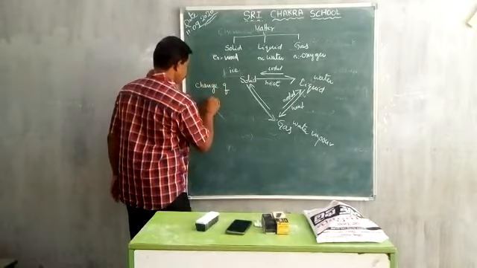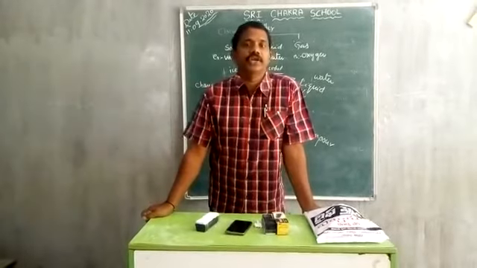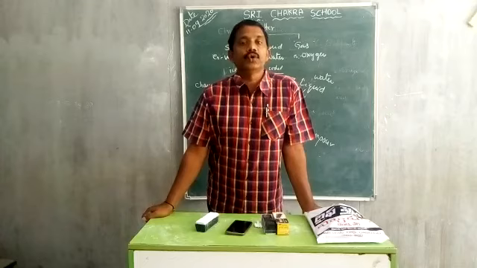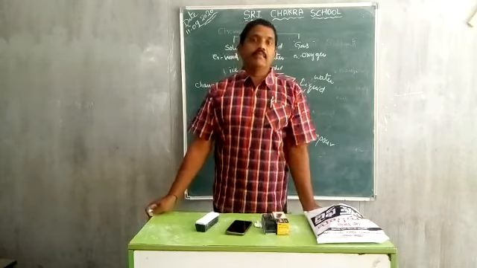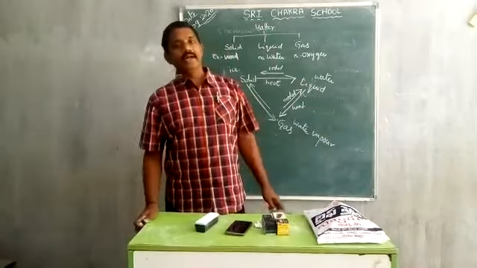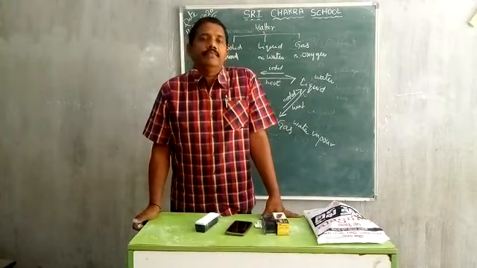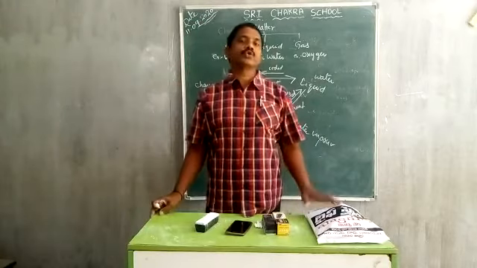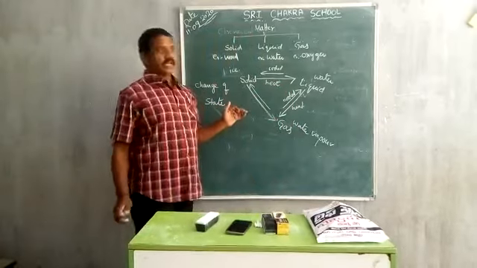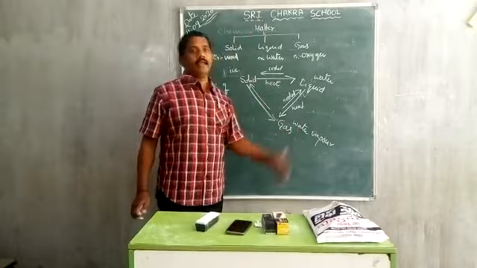This is called change of state. Change of state occurs by two things: by increasing temperature or by decreasing temperature. Increasing temperature means heating. Decreasing temperature means cooling. So, a substance can change its state either by heating or by cooling.